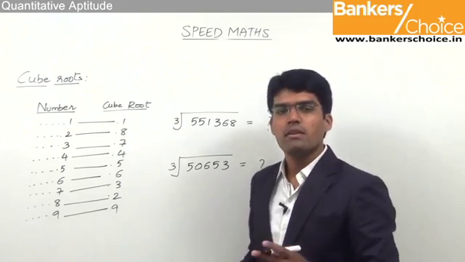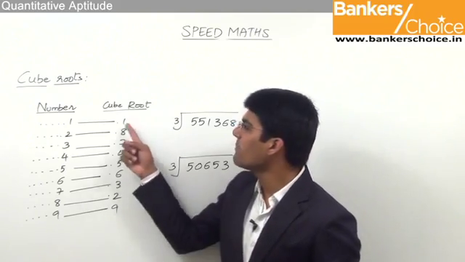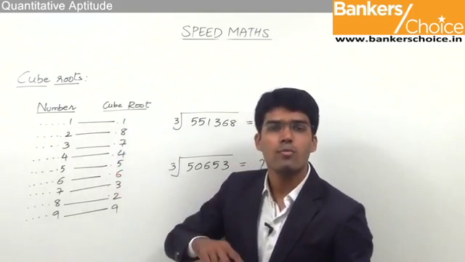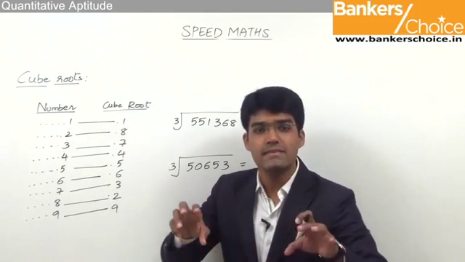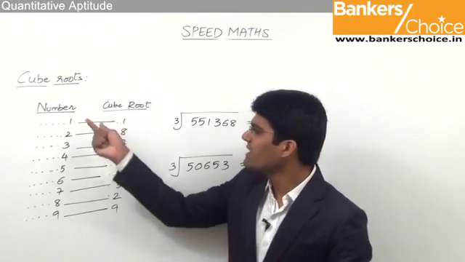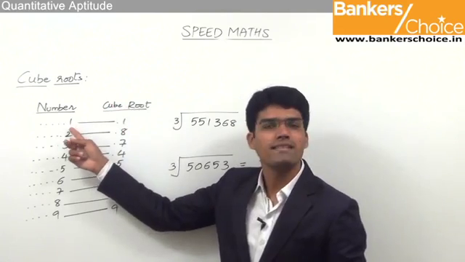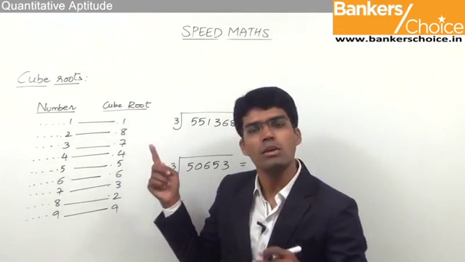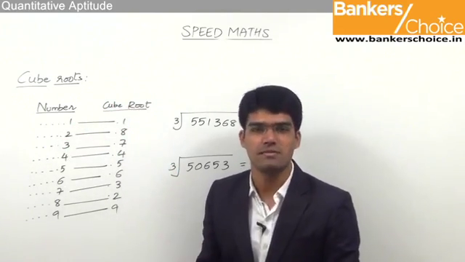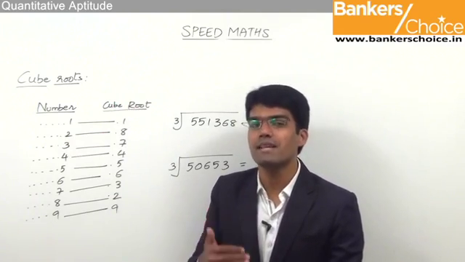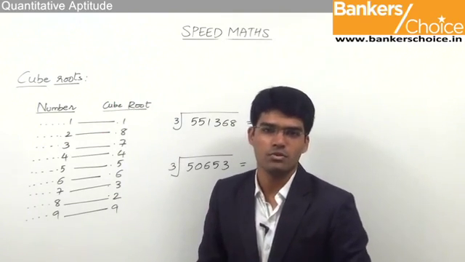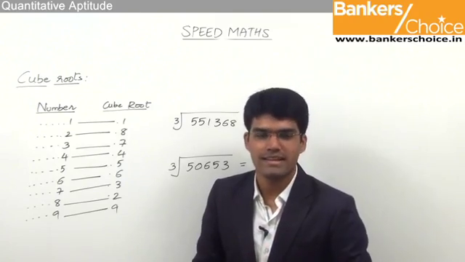Why? Because when we are finding out square roots, if a number ends with 1, its square root may end with 1 or 9. So that is the reason we have two possible answers. But when you are finding out cube roots, if a number is ending in 1, its cube root ends only with 1. So there is no second possibility. That is the reason the third step is not there in finding out cube roots. We directly get what is the correct answer.